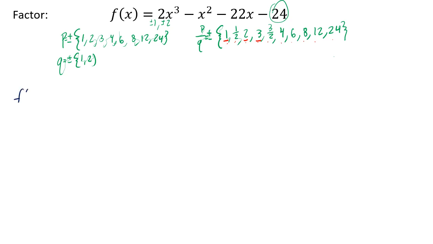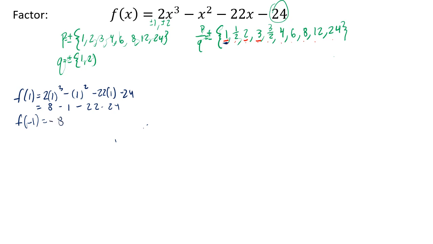Let's try f of 1. If we plugged in f of 1, we'd have 2 times 1 cubed minus 1 squared minus 22 times 1 minus 24. I can tell you already this is not going to be 0, because that's 8 minus 1 minus 22 minus 20. It's a big negative number, so it's definitely not that. Okay, it does tell us something interesting, which we'll talk about later. We could try f of negative 1 now, because we have to have plus and minus 1. So f of negative 1, this would change to negative 8. This would still be minus 1. This would change to positive 22. This is also not equal to 0.